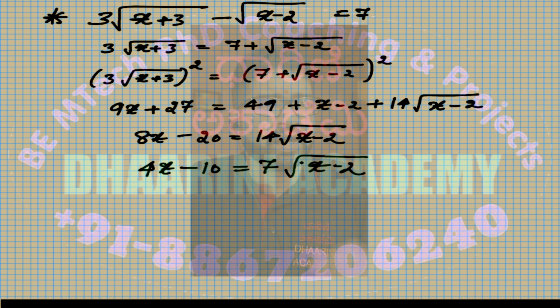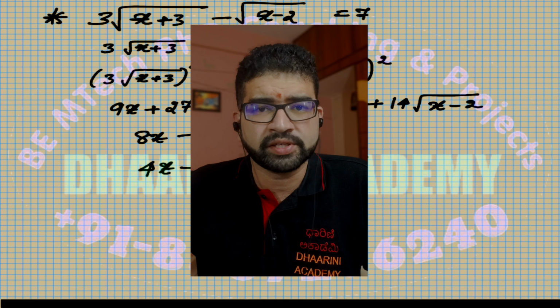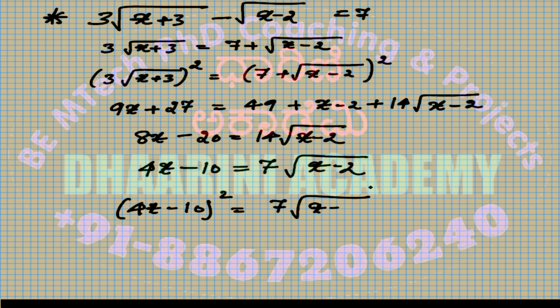So I still have the square root present in the equation. So obviously I have to square once again. So when you square, this becomes 4x minus 10 the whole square equal to 7 times root of x minus 2 square.